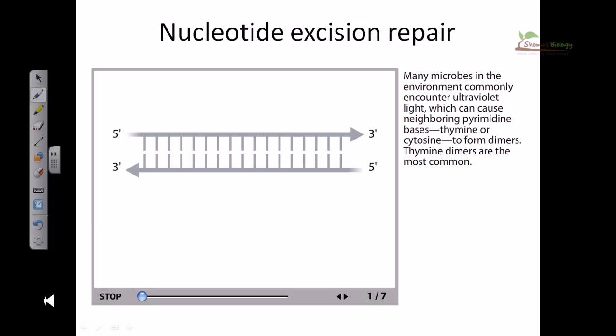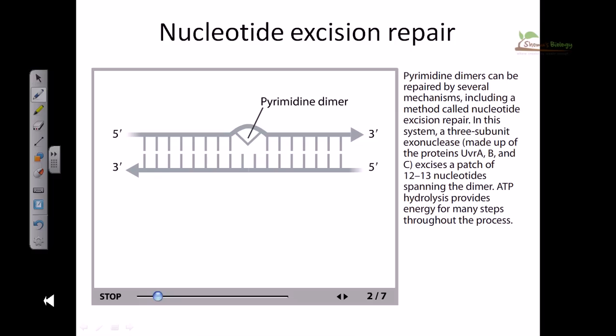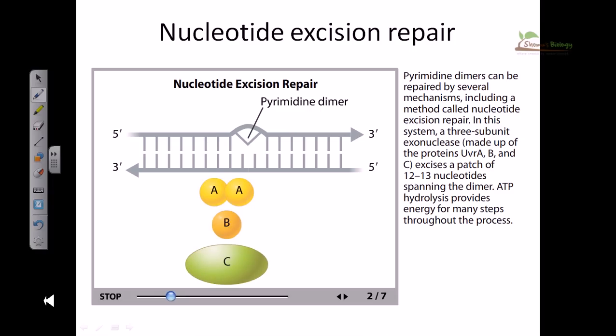Many microbes in the environment commonly encounter ultraviolet light, which can cause neighboring pyrimidine bases, thymine or cytosine, to form dimers. Thymine dimers are the most common. Pyrimidine dimers can be repaired by several mechanisms, including a method called nucleotide excision repair. In this system, a 3-subunit exonuclease, made up of the proteins UVRA, B, and C, excises a patch of 12 to 13 nucleotides spanning the dimer. ATP hydrolysis provides energy for many steps throughout the process.